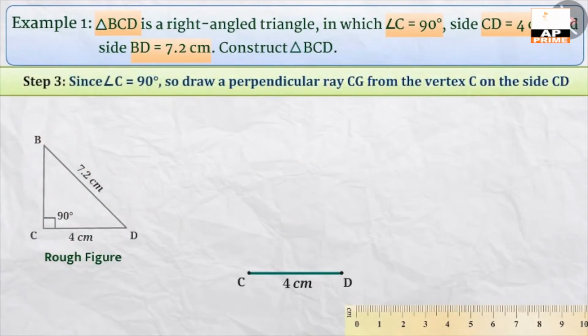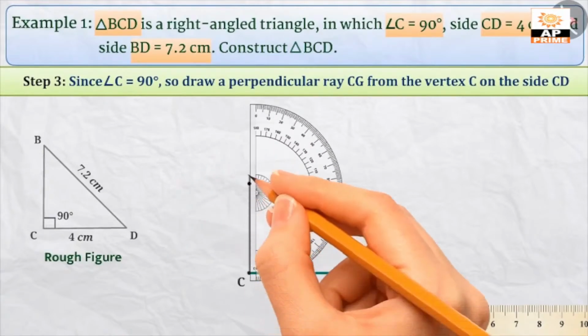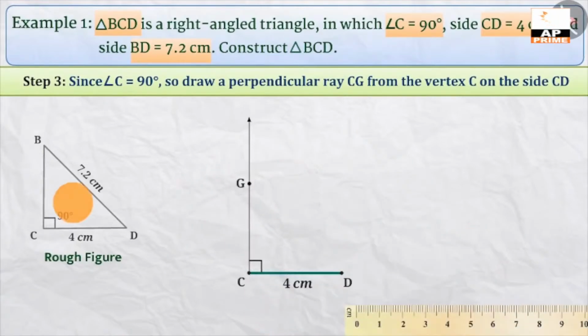Step 3. The measure of angle C is 90 degree and to draw an angle of 90 degree, we will draw a perpendicular line from the vertex C on the side CD as ray CG. To draw a perpendicular, we can take the help of a protractor or we can also use a ruler and a compass. The vertex B of triangle BCD should be located somewhere on this perpendicular.